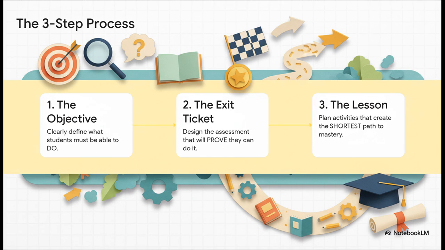So the whole process really just boils down to these 3 steps, and they have to be in this exact order. First up, the objective. You have to define with total clarity what you want your students to be able to do. Step 2, the exit ticket. You design the actual assessment that will prove they can do it. And only after you've done that do you get to step 3, the lesson, where you plan the activities that create the absolute shortest path for your students to crush that assessment.